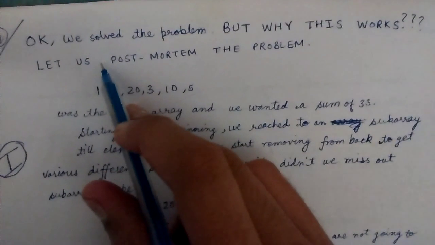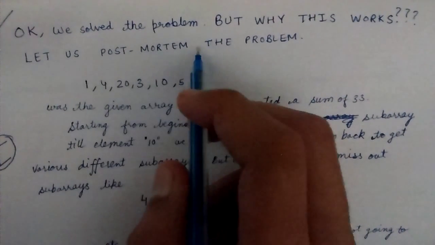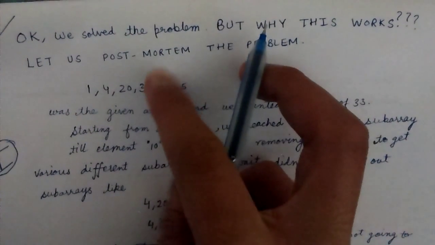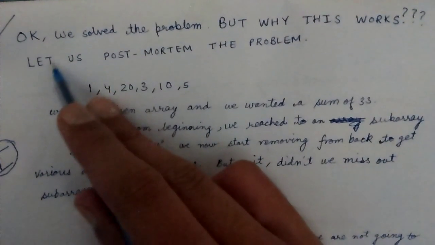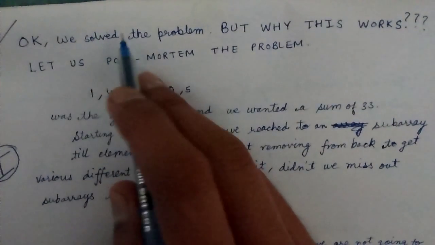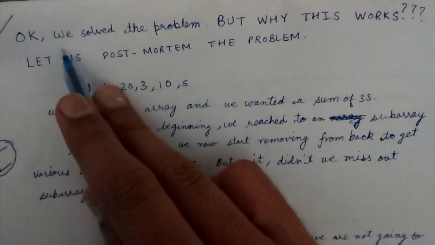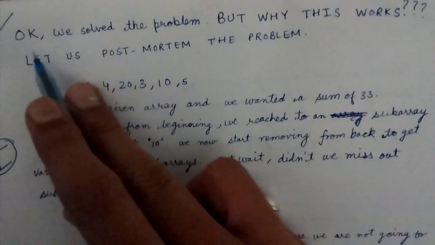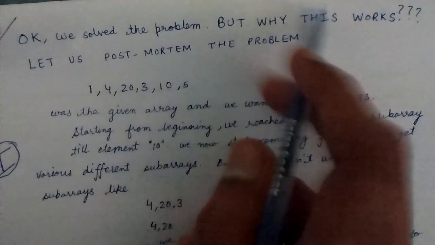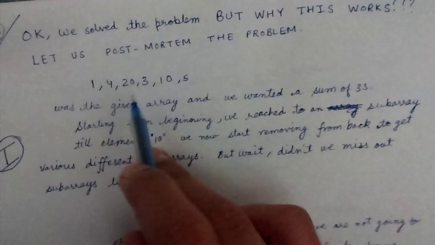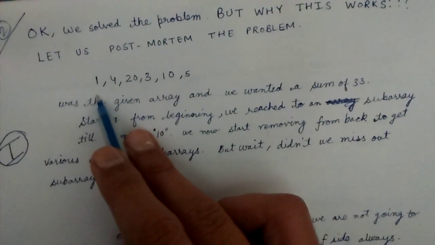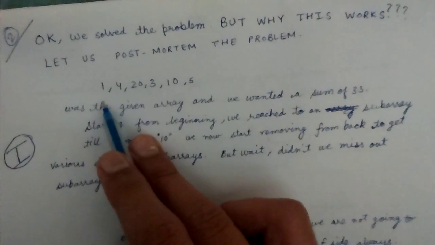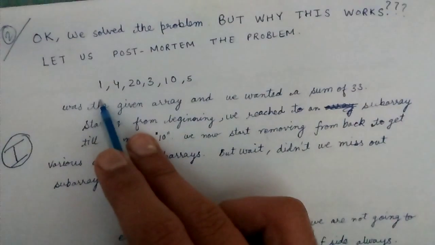Hello friends. In the last lecture we discussed the problem of a continuous subarray summing to a required sum, and we maintained two pointers f and b, and solved that problem using our algorithm. Okay, we solved the problem, but why does this algorithm work? Let us post-mortem the problem and the algorithm, and look at how it is working and why it is working. The more important question, why?